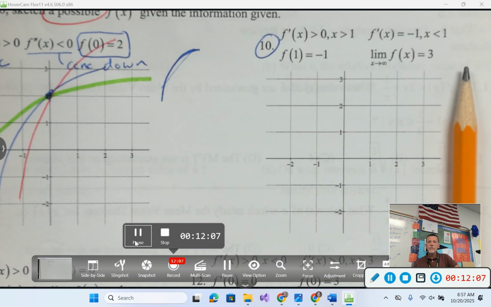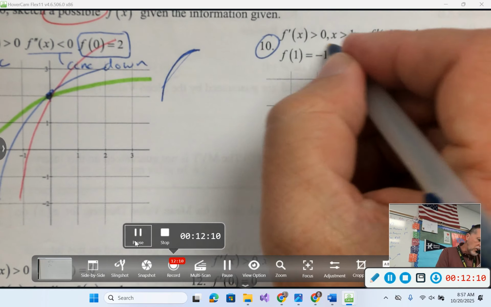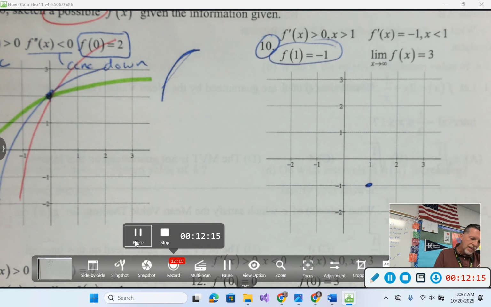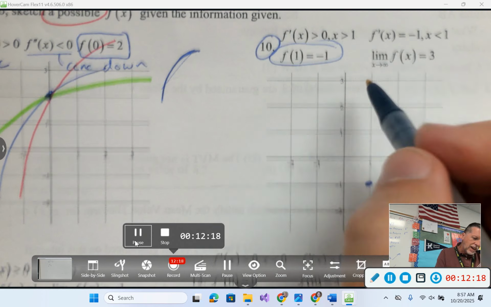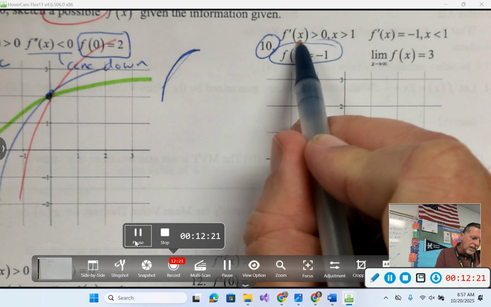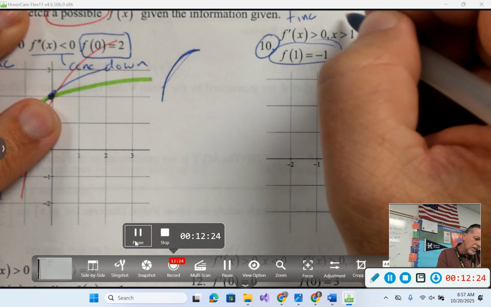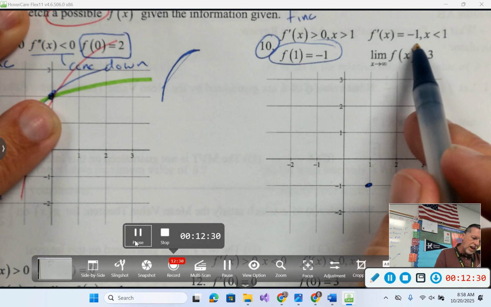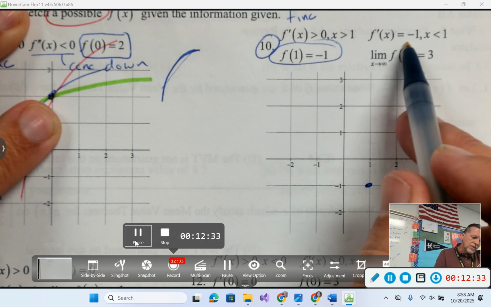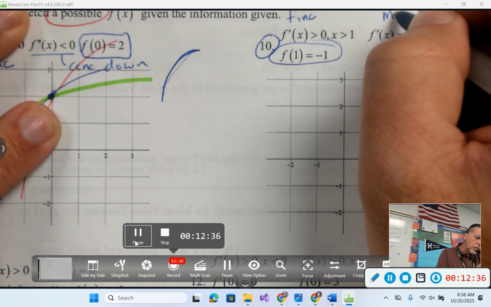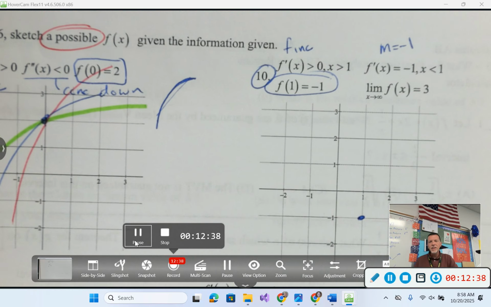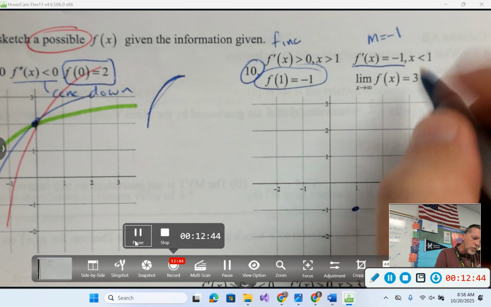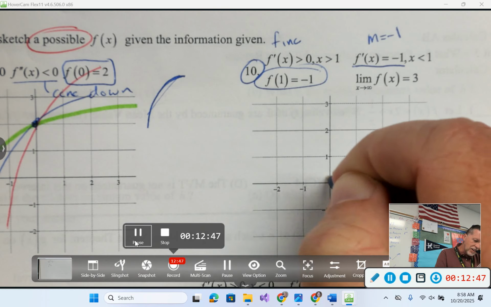Number 10's got a little more information there. Again, I start with f of 1 equals -1. And what else do I know? So f is increasing when we're greater than 1. And the slope, actually I have an actual slope. The slope is -1 when we're less than 1. That's more information than we usually get. Slope is -1, less than 1, that I can draw.